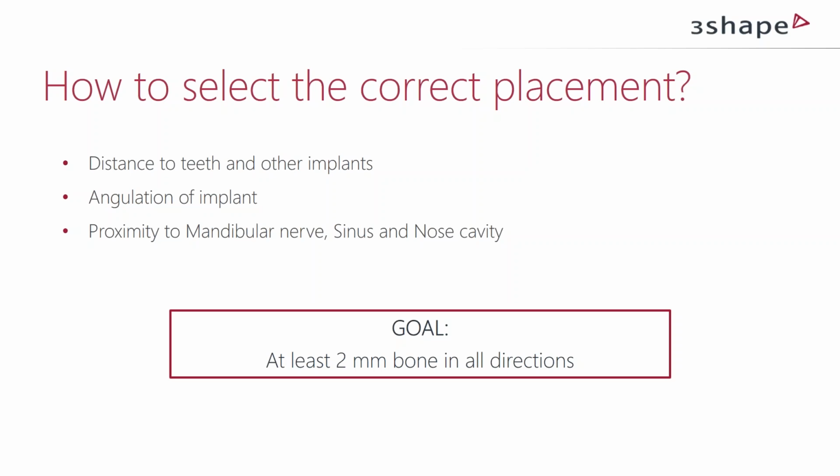The overall goal here is to have at least 2 millimeters of bone in all directions. So that's a way to start, and then it's up to the surgeon, or the surgeon that approves the planning, if you want to go lower on this amount. But 2 millimeters gives enough blood vessels and tissue for the bone to heal well and to give a perfect osseointegration.